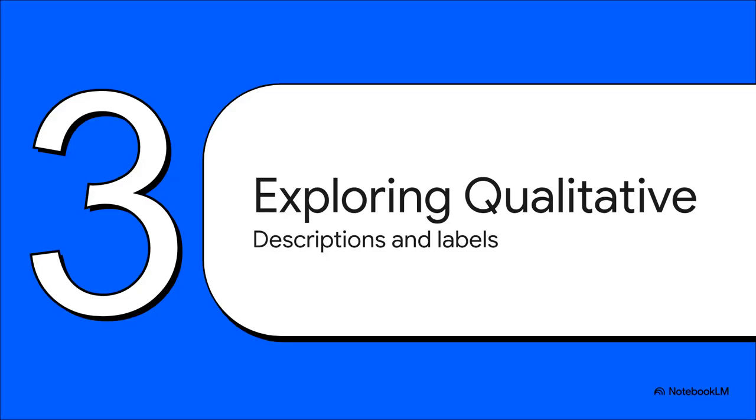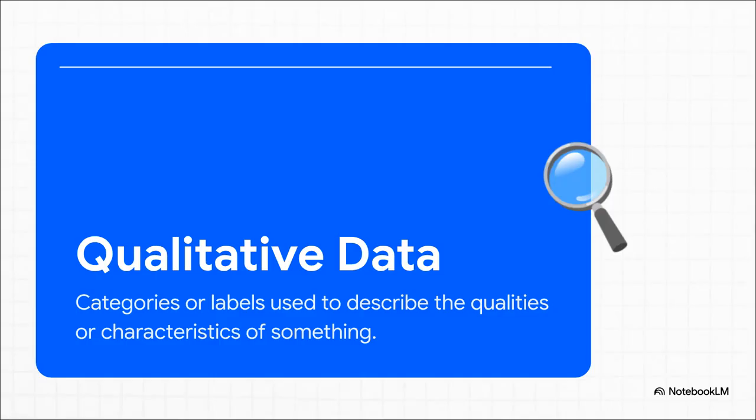Which brings us to Section 3, exploring qualitative data. Qualitative data refers to categories or labels used to describe the qualities, characteristics, opinions, and behaviors of something rather than its quantity. Here, we need to focus strictly on the concept of qualities. In any data architecture, qualitative data acts as the crucial metadata. It provides the essential context that actually gives our numerical data its meaning. It tells us the what and the who behind an event, offering deep descriptive insights without ever relying on counts or measurements.